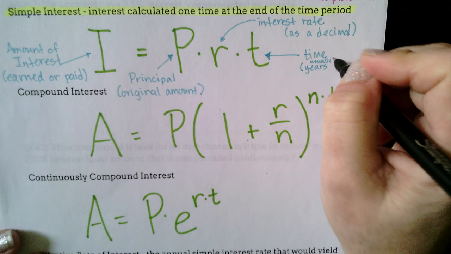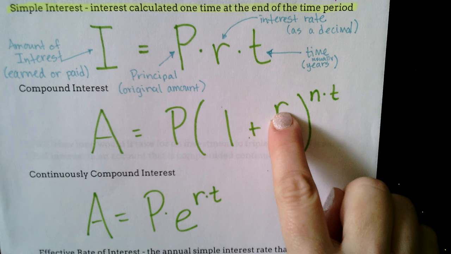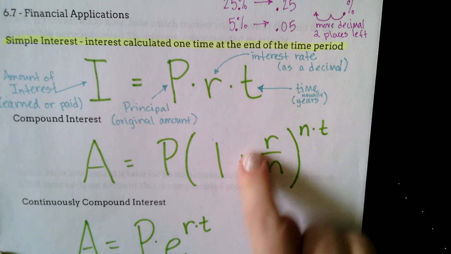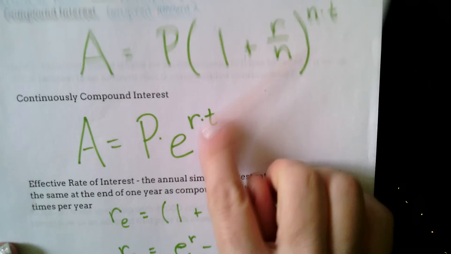So the R is going to be consistent. R is interest rate in each of these formulas. The T is going to be consistent: time. There's no T in the purchasing power formula.